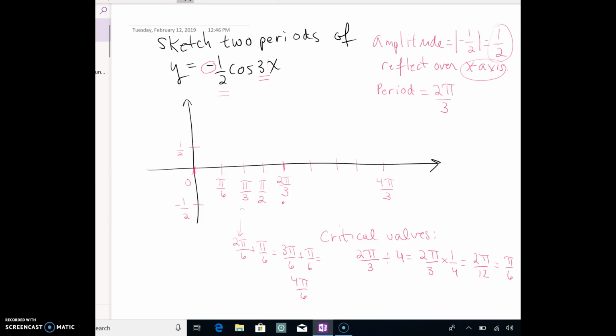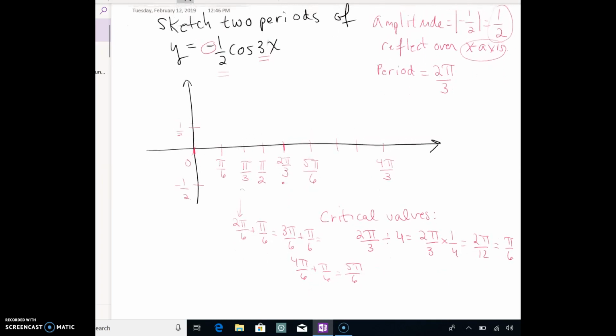So again, because I wanted to do 2 complete periods, I'm going to continuously add pi over 6 until I get to that 4 pi over 3. So this is 2 pi over 3. Remember, that's the same thing as saying 4 pi over 6. Let's add pi over 6 to that again. That gives us 5 pi over 6. Let's add pi over 6 to that again. Move up a little bit over here. And that gives us 6 pi over 6, which is the same thing as saying pi.